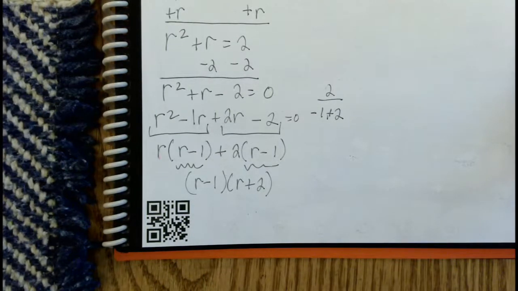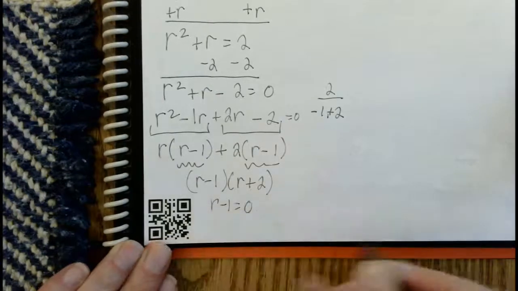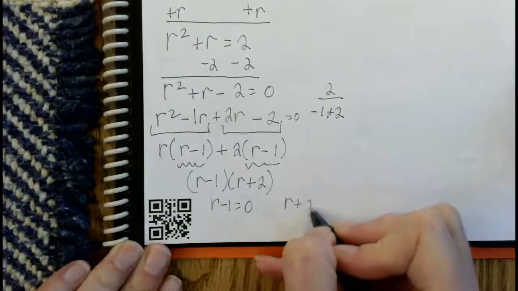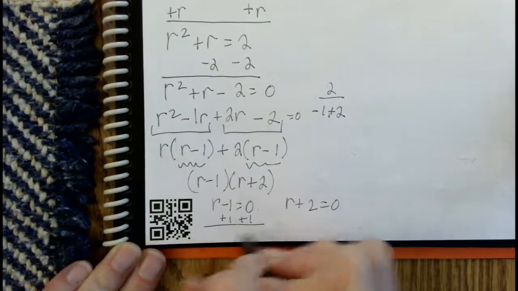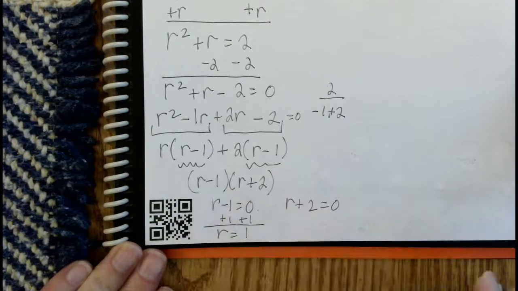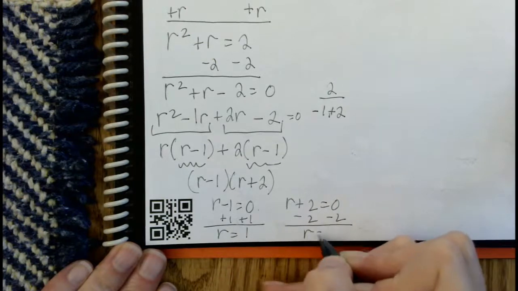And it makes sense if you looked at the answers on Edmentum, they were forms of 1 and 2. So if we take r minus 1 and set it equal to 0, and r plus 2 and set it equal to 0, we end up with r equals 1 and r equals negative 2.